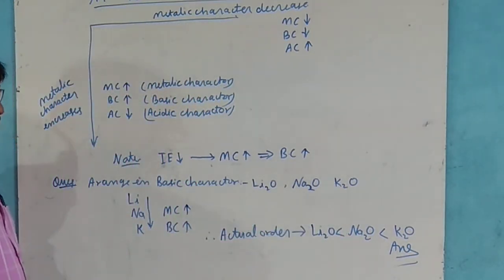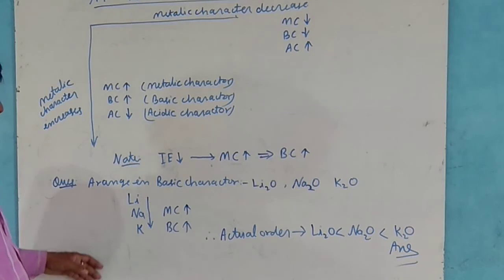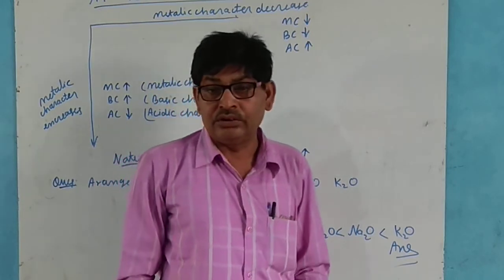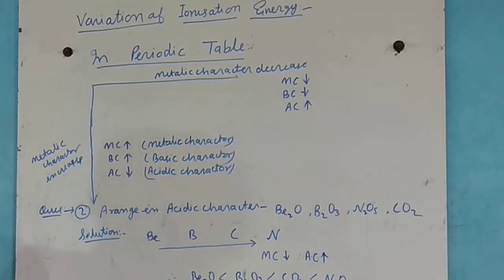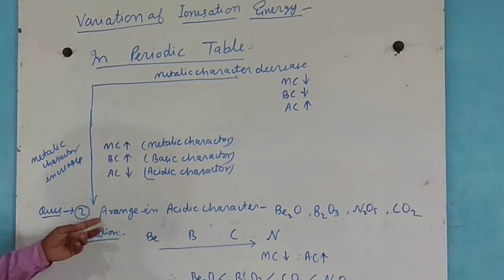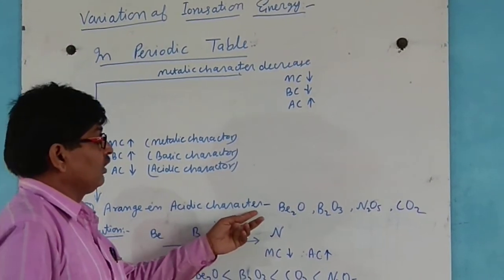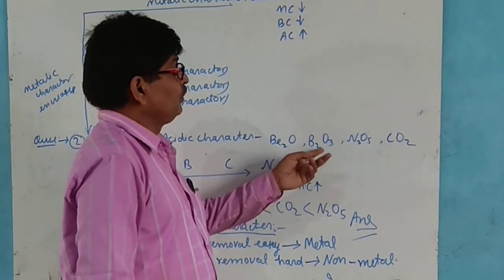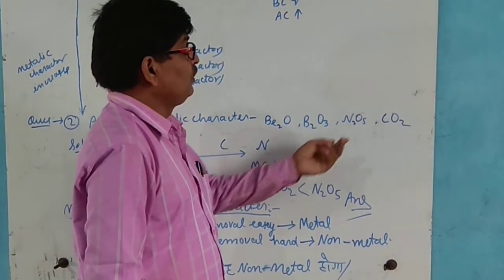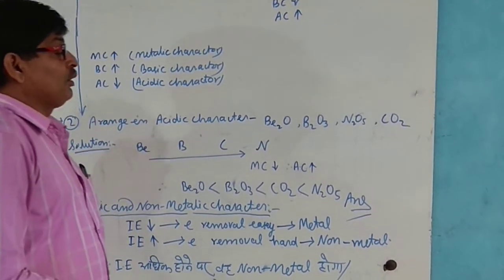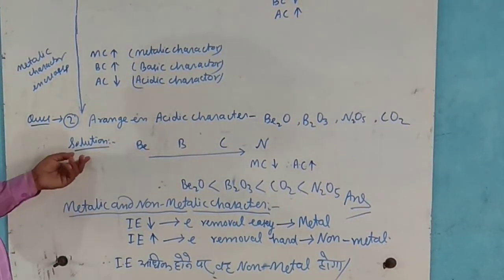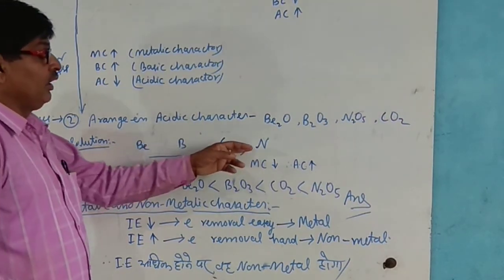Similarly, we prepared so many problems in our periodic table. Now the second question: arrange the acidic character of Be2O, beryllium oxide, B2O3, boric oxide, CO2, carbon dioxide and N2O5, nitrogen pentaoxide. Here beryllium, boron, carbon and nitrogen.